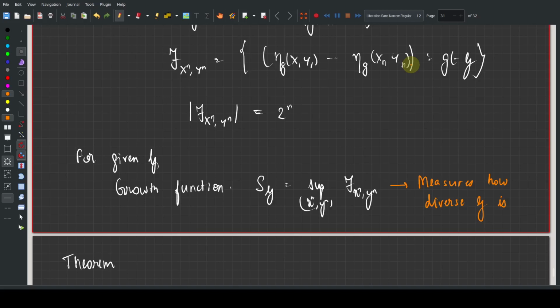More like growth number. It's a growth number, correct? Yeah, that's right. So it's a growth number, and hopefully beyond a certain point, it doesn't grow much. So for example, in this case, beyond a certain n, if G were finite, this growth function basically stops growing. It's fixed. And that's sort of the regime that we're interested in.